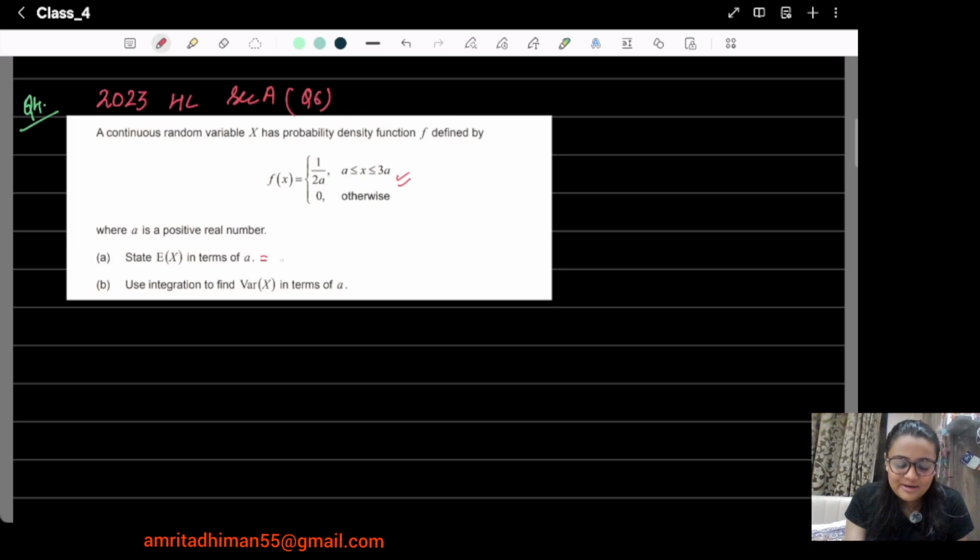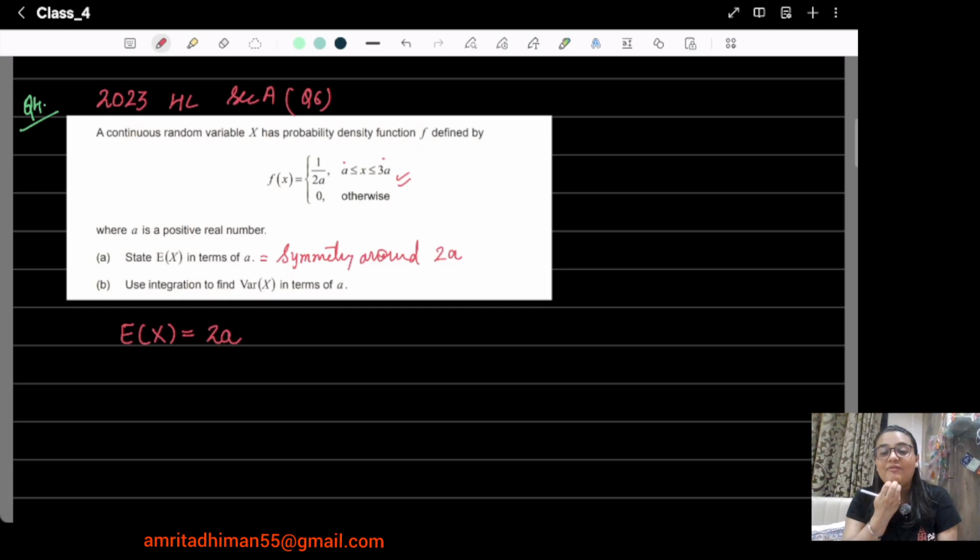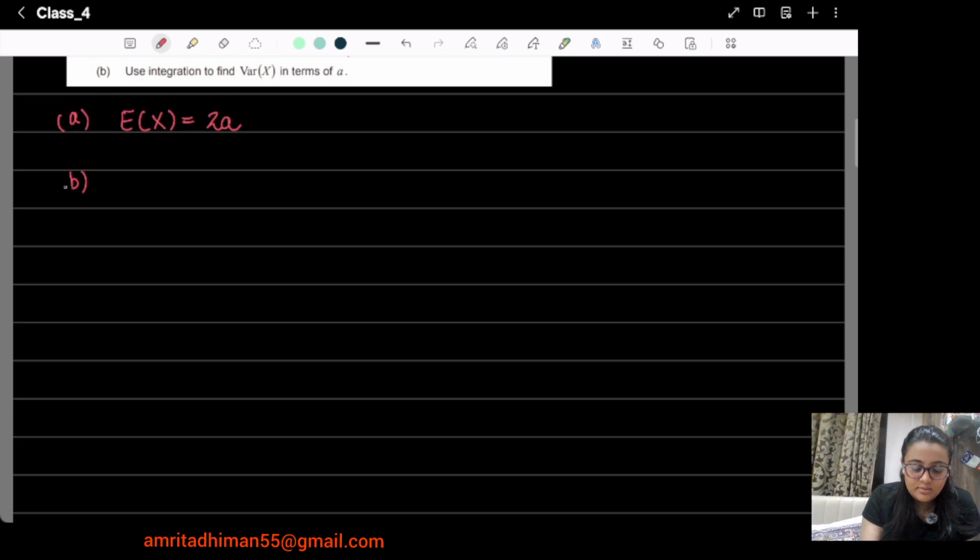So E of x is, because of the symmetry around 2a, it is very obvious that E of x is 2a. Because we have a and 3a, if we need to find the middle one, that will be 2a, right? So this part is okay.